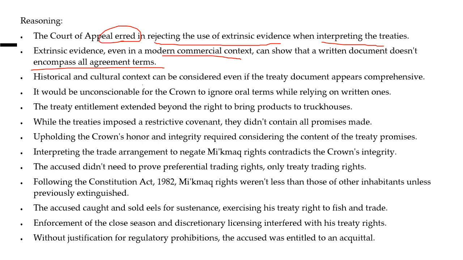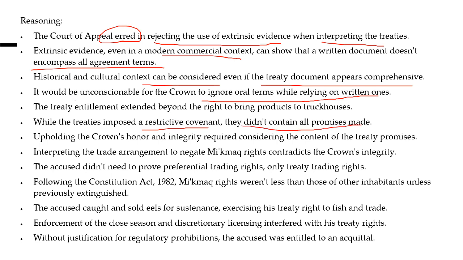Historical context can be considered even if treaty documents appear comprehensive. So we have to look back at what time this treaty came into existence, and at that point in time what the scenario was, why this particular thing had been included, what the intention behind it was. So we have to go back to that time. It would be unconscionable for the Crown to ignore oral terms while relying on written ones. The treaty entitlement extended beyond the right to bring products to a truck house, while the treaties imposed a restrictive covenant.